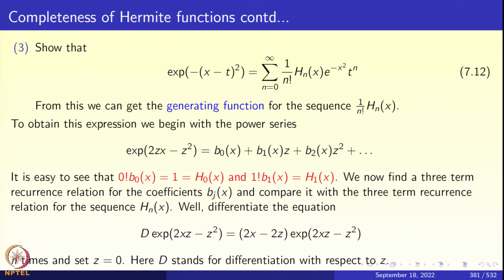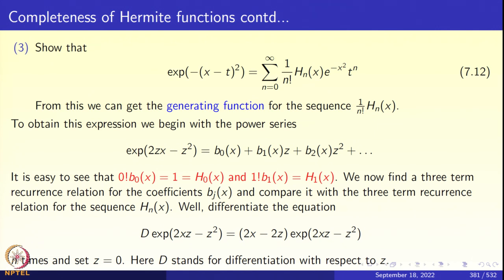We have already seen that the Hermite polynomials are orthogonal with respect to the weight function e to the power minus x squared dx. Stated differently, the Hermite functions H_n(x) e to the power minus x squared by 2 give you an orthogonal system in L2 of the real line with the usual Lebesgue measure. Now we want to prove that they are complete. This gives you a very important example of a complete orthogonal system in L2 of R, which plays a very important role in quantum mechanics.